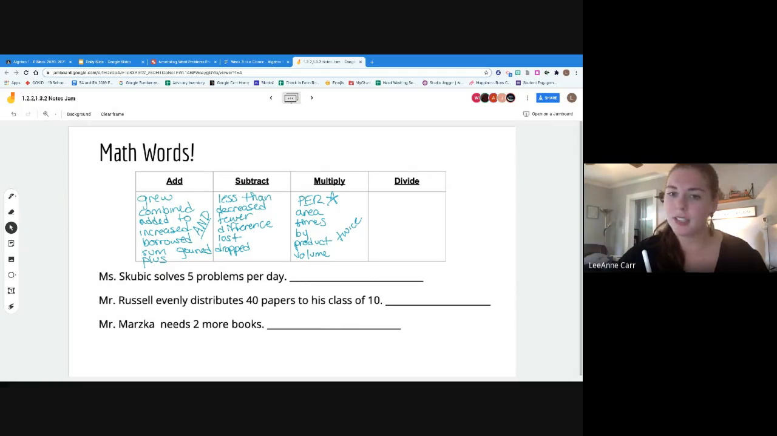Divide. Here we go. Divide, what do we got? Quotient, good job.